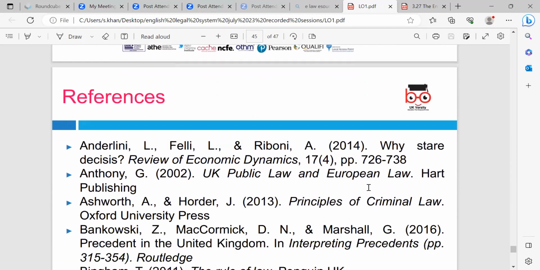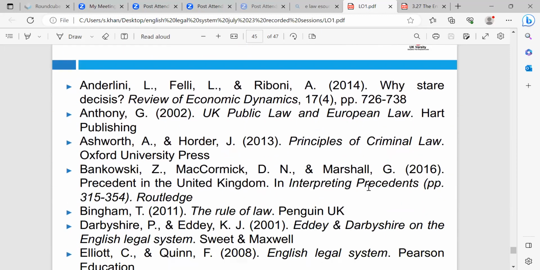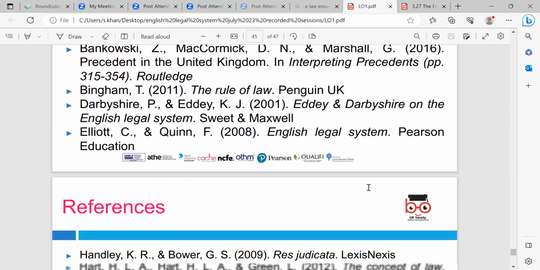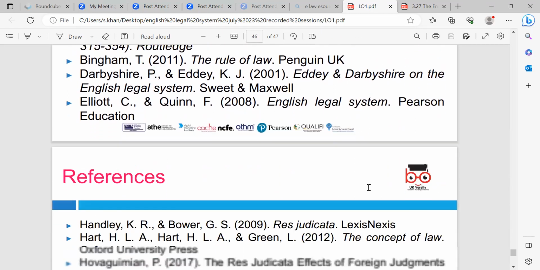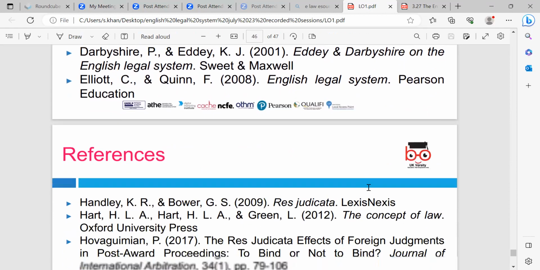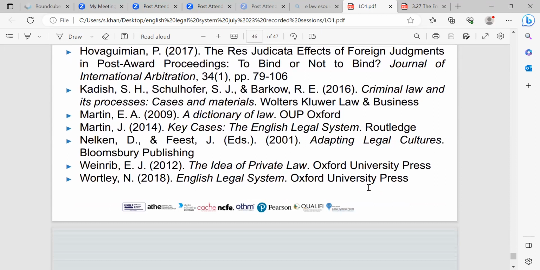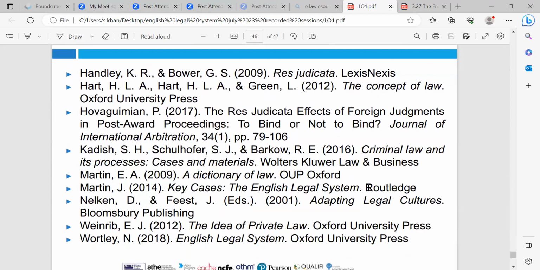These are some of the references that we've used in today's session: Review of Economic Dynamics by Adelini, Public Law, European Law by Anthony G., the Ashworth Principles of Criminal Law. We've also looked at Interpreting Precedents, The Rule of Law by Bingham, Derbyshire English Legal System, Elliot and Quinn English Legal System. So these are some of the resources that you can use.